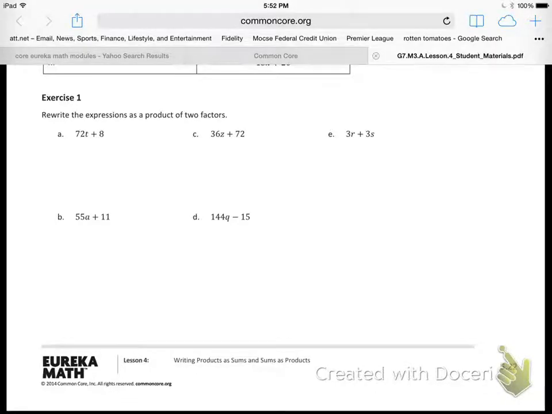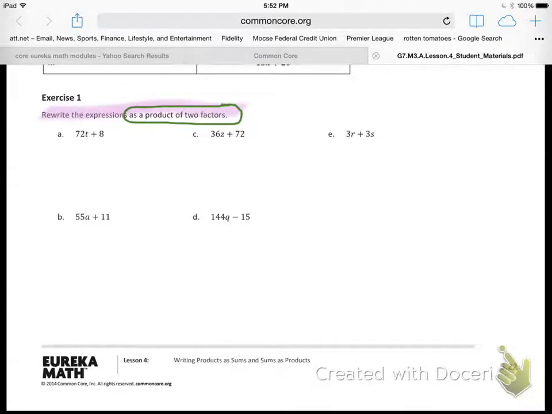Okay, so with that knowledge, go ahead and do these A through E, and what we want you to do is to rewrite the expressions as a product of 2 factors, which means you're going to unfactor it. You're going to write it as an expression, as we have been doing just beforehand. So we're going to rewrite the expression as a product of 2 factors. This is the way we describe what we're doing.